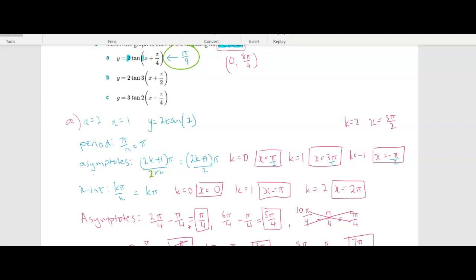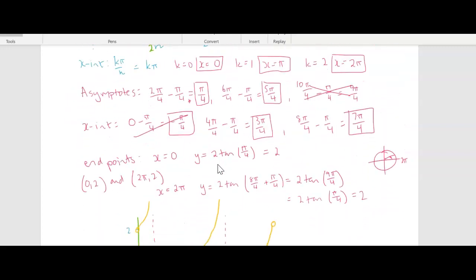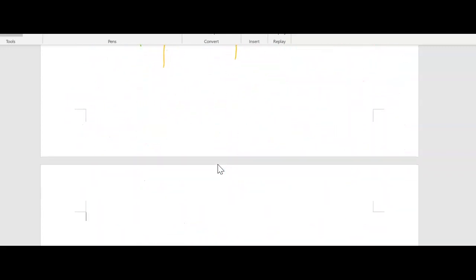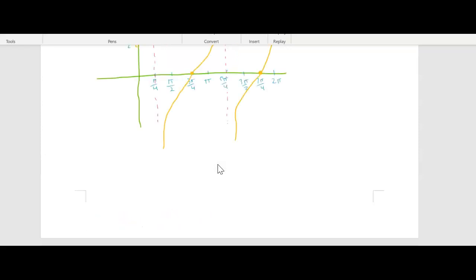So we've got y equals 3 tan (2x minus pi on 4). I'm pretty sure that's what it is.